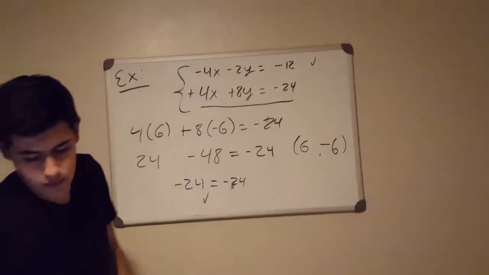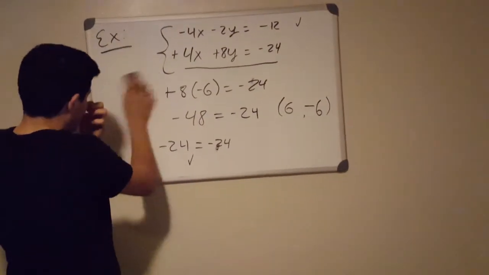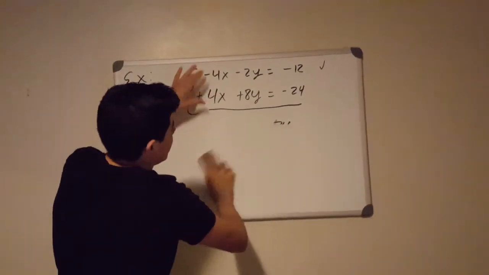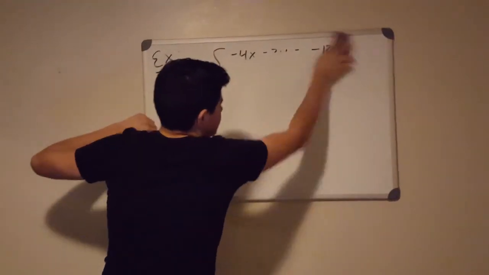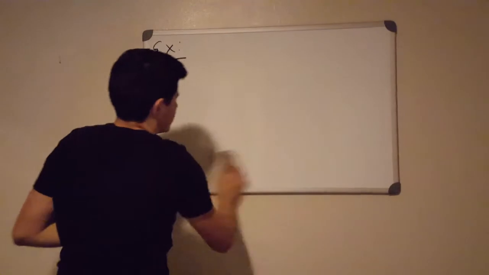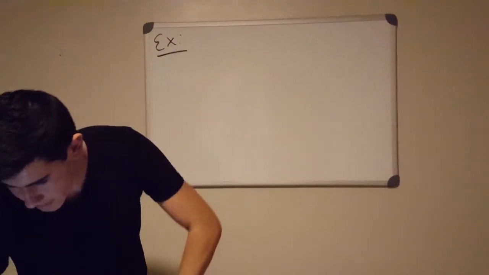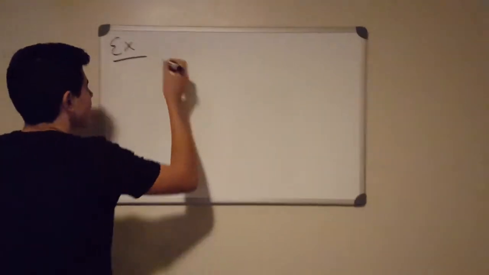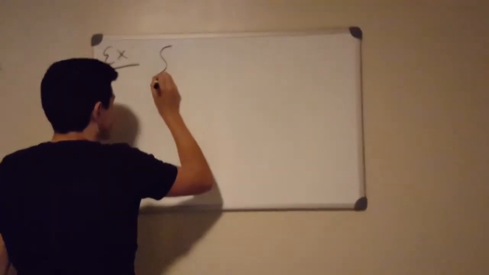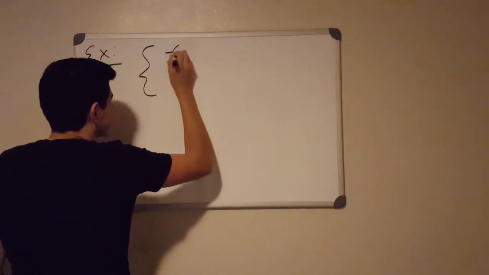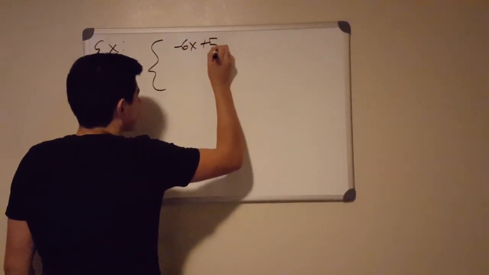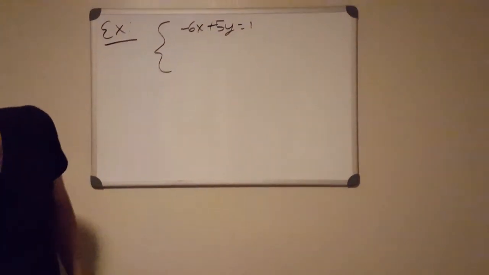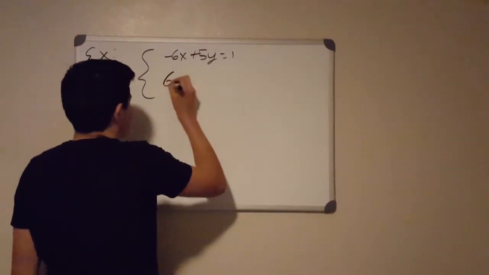So now I'm going to do another example. And this one was really nice because they gave us a positive 4x and a negative 4x, so the x's automatically canceled, which was really nice. Next we will be doing negative 6x plus 5y is 1. And 6x plus 4y is negative 10.